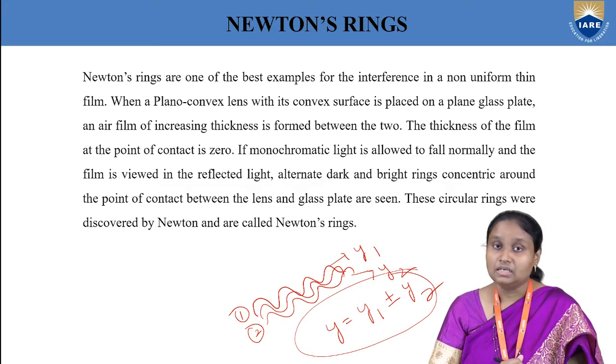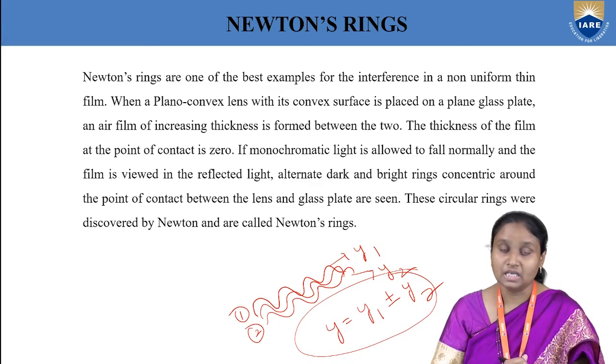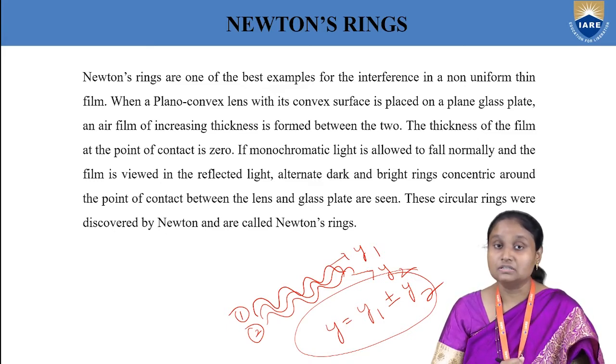fringe. Whereas if the resultant intensity in the region of superposition is the difference of intensities due to individual waves, then that type of interference is called destructive interference. Destructive interference gives rise to minimum intensity, and this minimum intensity again gives rise to a dark fringe.